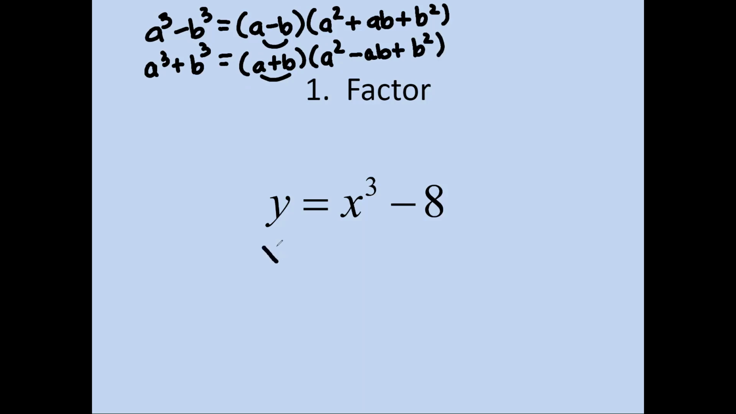So in our problem, we're going to have y is equal to x minus 2. And then x squared, change the sign, plus, multiply together. So that's going to give us a 2x, and then square your negative 2, 4.